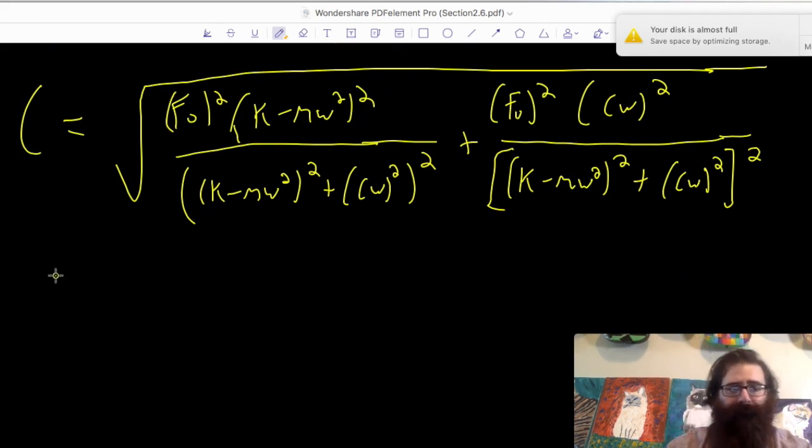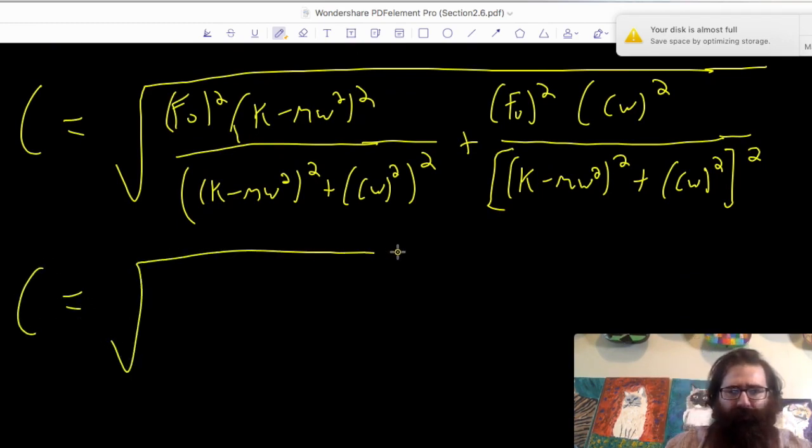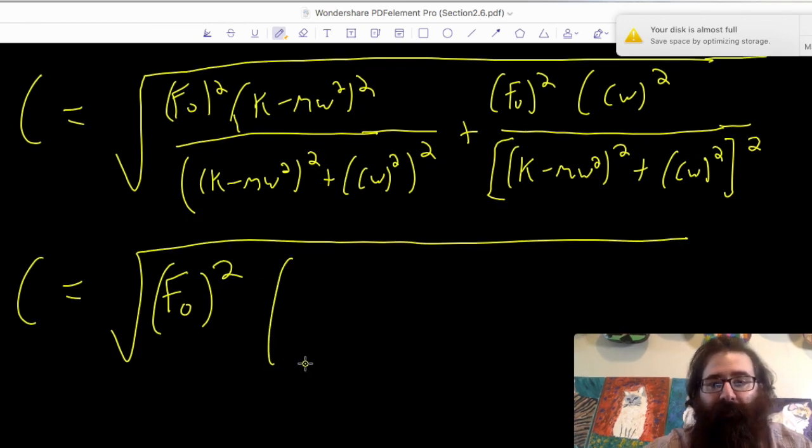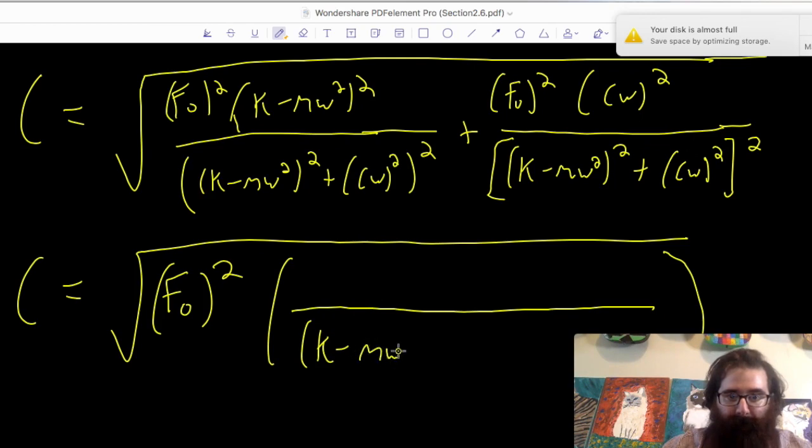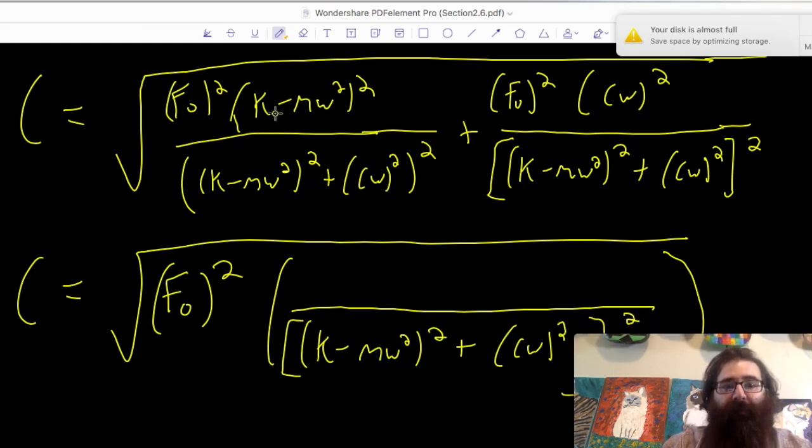So what I can do right away, I notice both terms have an f sub 0 squared in them, so I'm going to actually factor that right in front. And for the rest of the stuff, I can write that all as one fraction over the common denominator. The common denominator is (k minus m omega squared) squared plus (c omega) squared, but then that, in turn, is being squared. And the numerator is, what do you know, (k minus m omega squared) quantity squared plus, because I factored these f sub 0 squareds out, plus (c omega) squared.